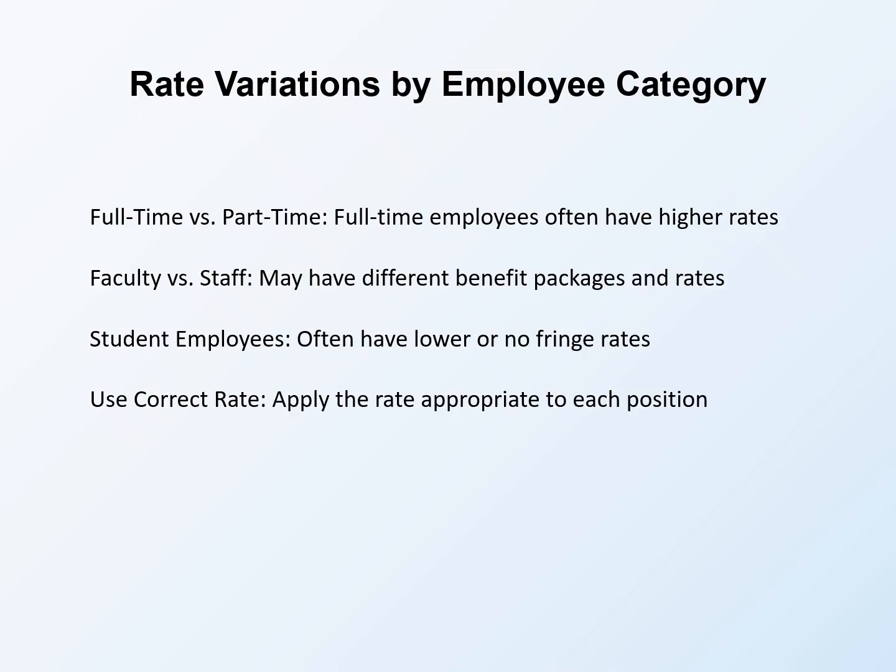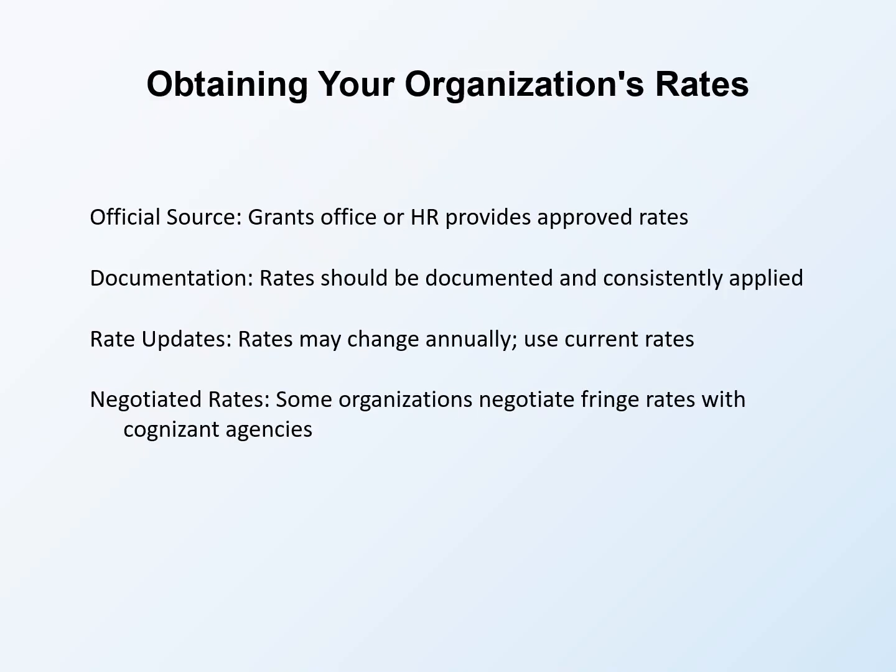Using the correct rate for each position is essential for accurate budgeting. A budget using the full-time staff rate for all positions, including part-time workers and students, would overstate fringe costs. Conversely, using lower rates for positions that will actually be full-time employees understates true costs. Using your organization's official fringe rates ensures accuracy and consistency. Understanding how to obtain and apply these rates supports compliant budgeting.